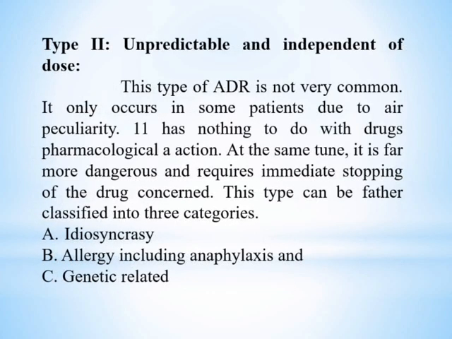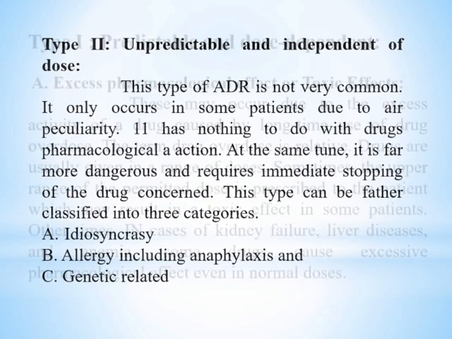Type 2, unpredictable and independent of dose. This type of ADR is not very common. It only occurs in some patients due to their peculiarity. It has nothing to do with the drug's pharmacological action. At the same time, it is far more dangerous and requires immediate stopping of the drug concerned. This type can be further classified into three categories: idiosyncrasy, allergy including anaphylaxis, and genetic related.